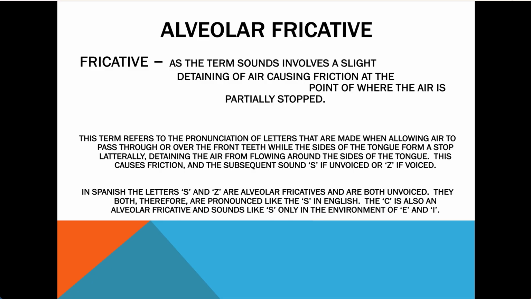In Spanish, the letters S and Z are alveolar fricatives and are both unvoiced. They both, therefore, are pronounced like the S in English. The C is also an alveolar fricative and sounds like S, only in the environment of E and I. The following slides will show you.